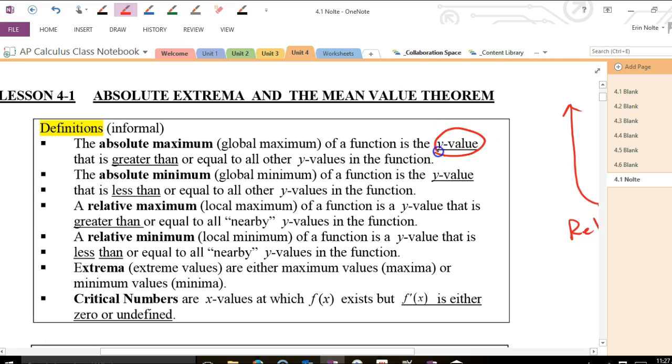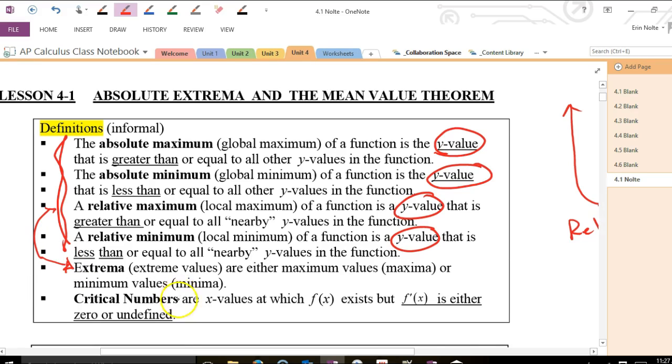So the thing that's important for you to understand about these absolute max, absolute mins, relatives is that you are listing the absolute maximum, minimum y values. So if they ask you to find the absolute maximum, you're going to tell me what the absolute max y value is. Okay, so that is just all of the extremas. So extremas are maxes and mins.